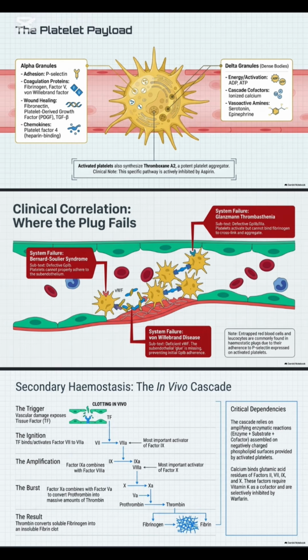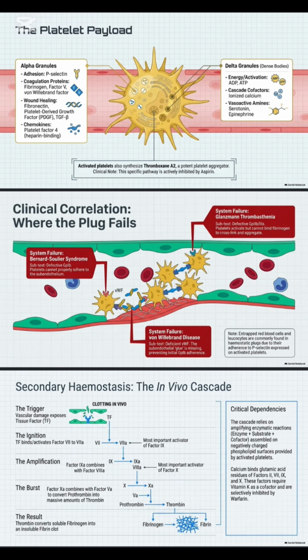Now, the trigger for this cascade is tissue factor from vascular damage. Tissue factor activates factor 7 to factor 7A. Factor 7A activates factor 9 to factor 9A. Both factor 7A and factor 9A go ahead to activate factor 10 to factor 10A. Factor 10 alongside factor 10A and factor 5A then turns prothrombin into thrombin.